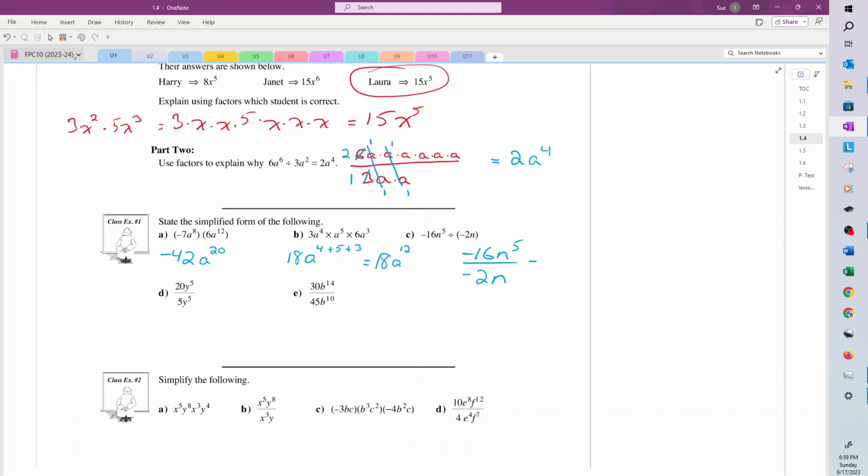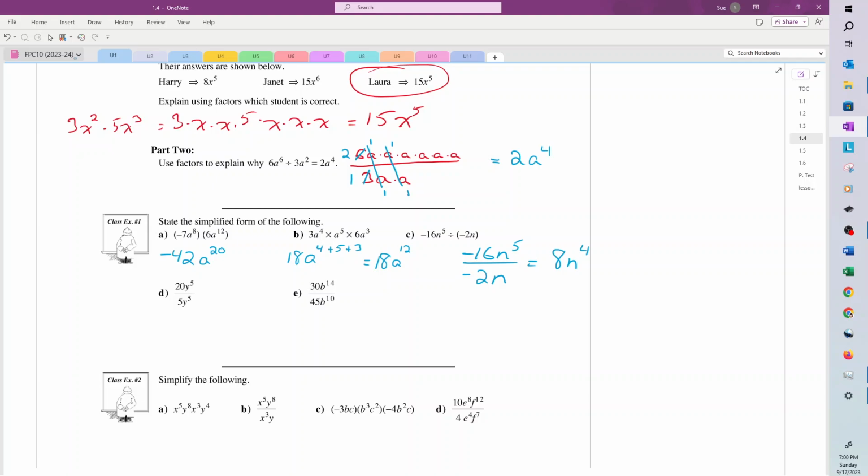-16 divided by -2 is +8. And I've got n to the 5 over n to the 1. That leaves with n to the 4. And if I were to write it out like I did up at the top here, I've got 5 n's on the top and 1 on the bottom. So one of the tops cancels with the 1 on the bottom, and I'm again left with just 1 in the denominator.